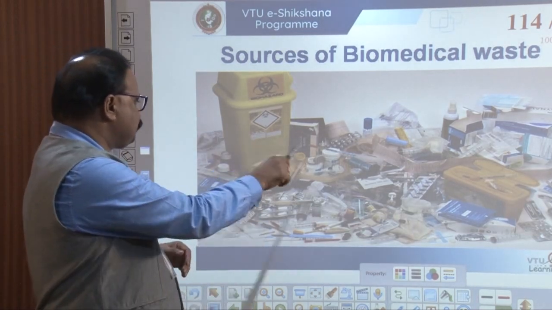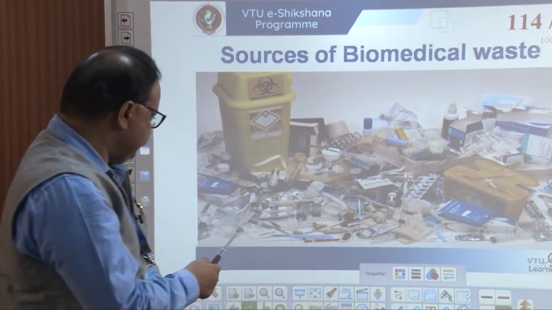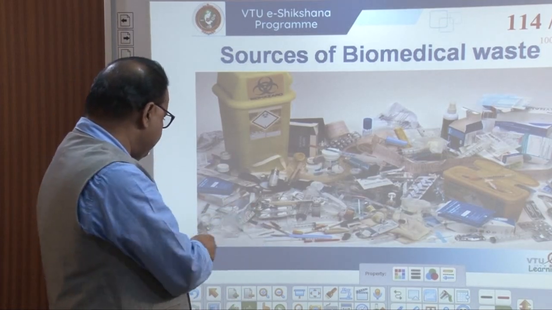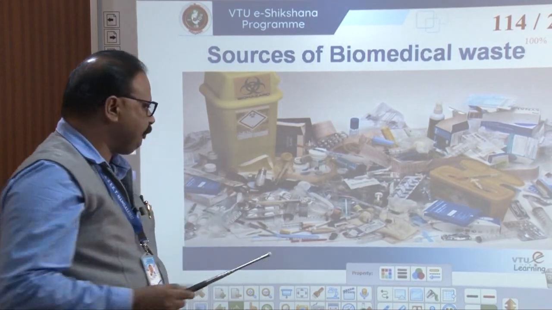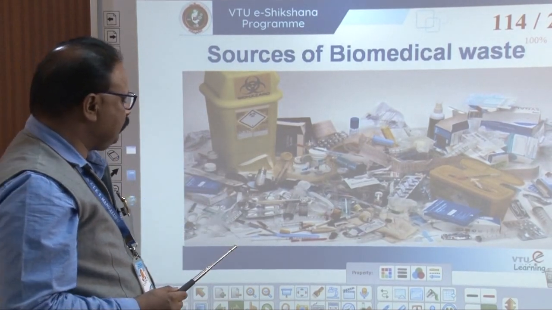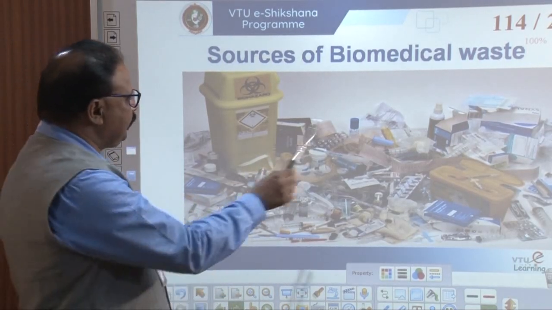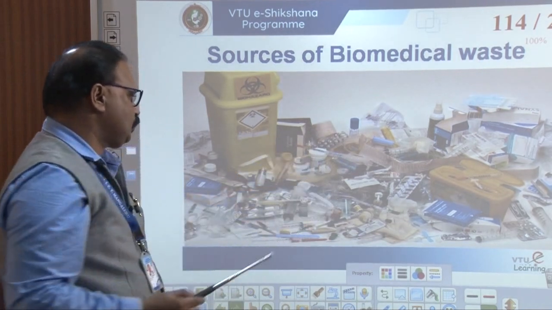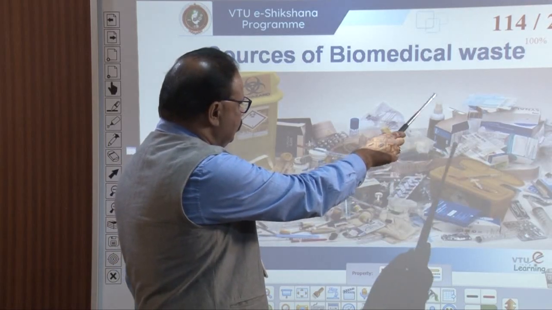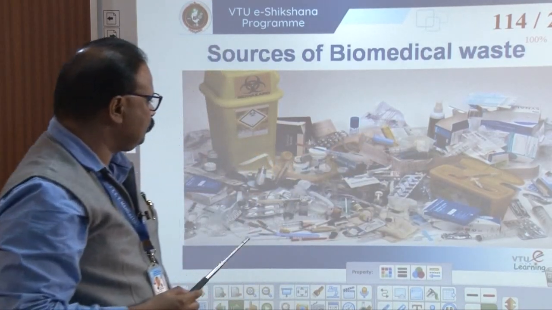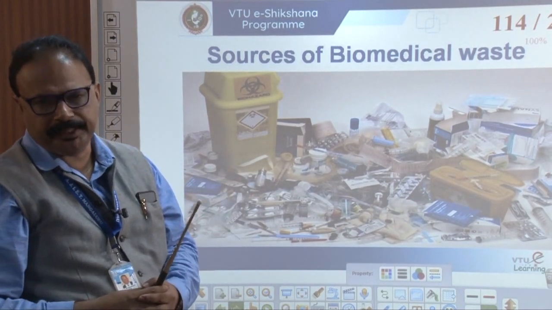You can see different types of biomedical waste: syringes, knives, many plastic materials, tablets, some liquid materials, and a lot of things. That's all hospital waste: the syringes, masks, operation materials, band-aids. A lot of things we can see in biomedical waste.